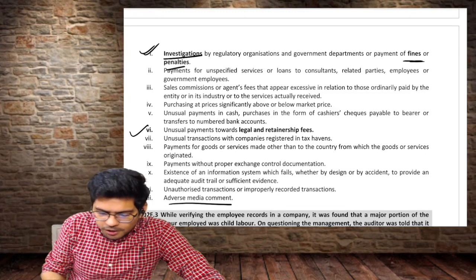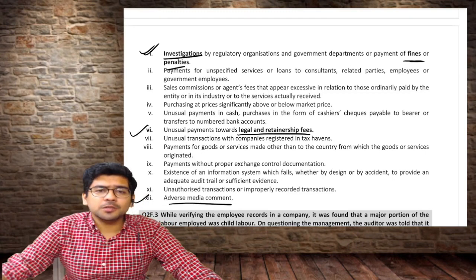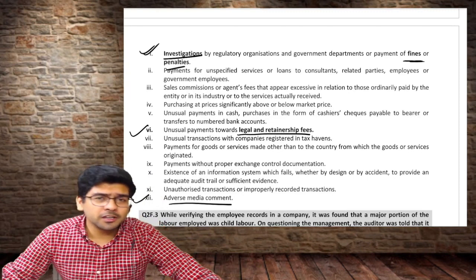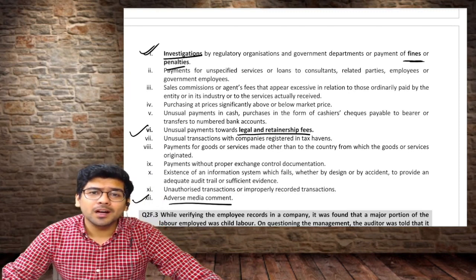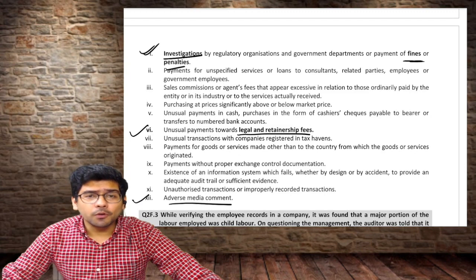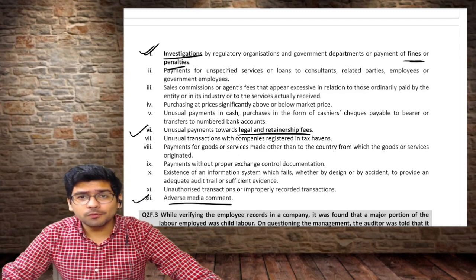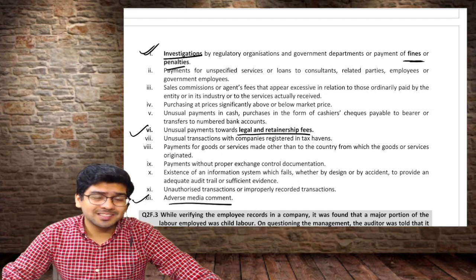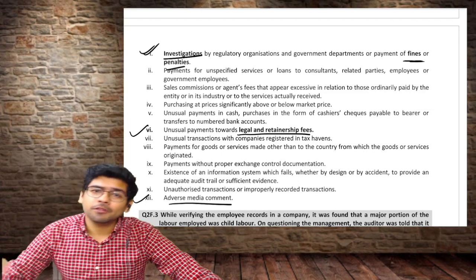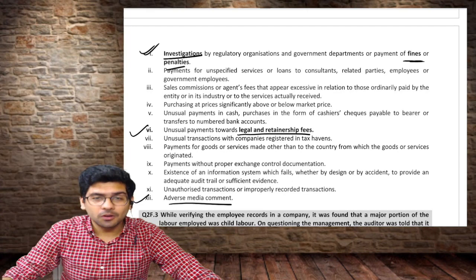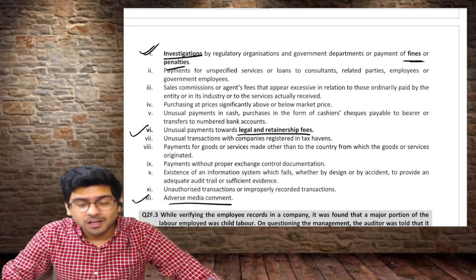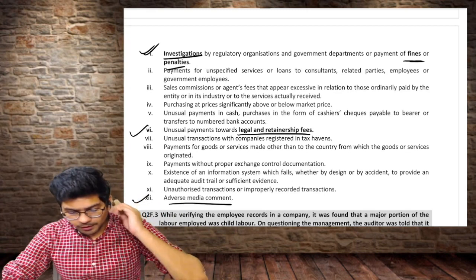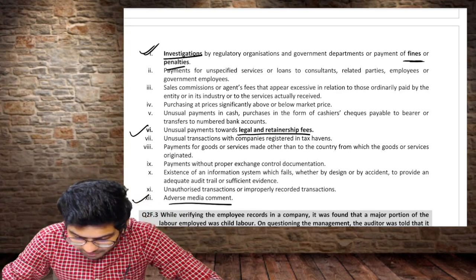Then a few more points. Unusual payments towards legal and retainership fees. You go through the ledgers and you see that in this particular year a lot of fees has been paid to a lawyer or an advocate. Why? We are going to ask them why. Then we find out that there is a case going on in the High Court against the company for non-compliance of some other laws, which is why they have been paying professional charges to the advocates. So, unusual payments towards legal and retainership fees.